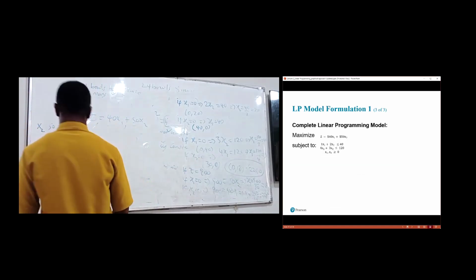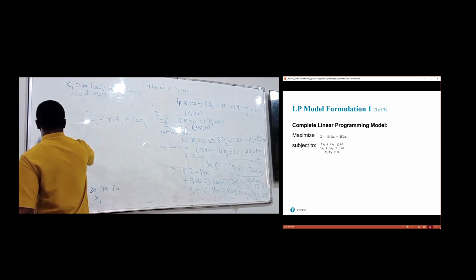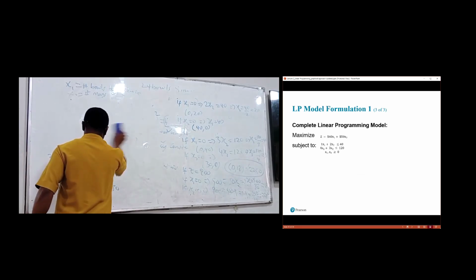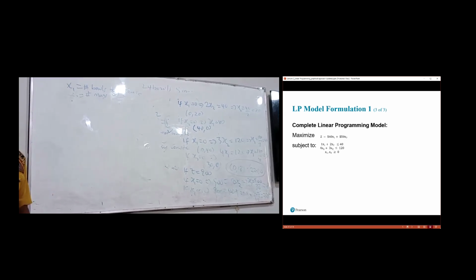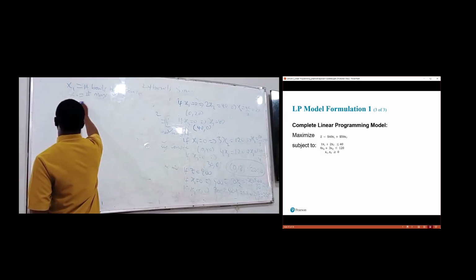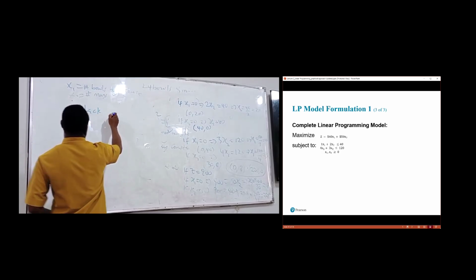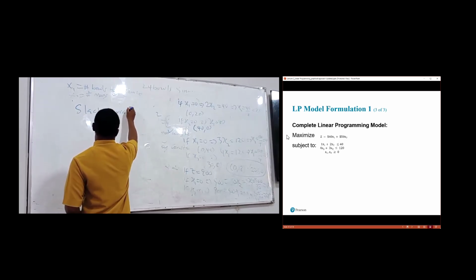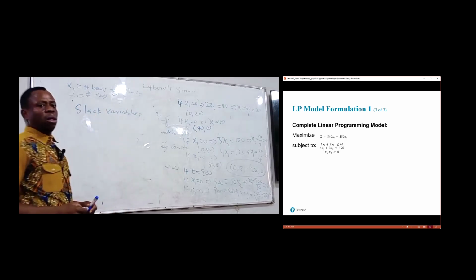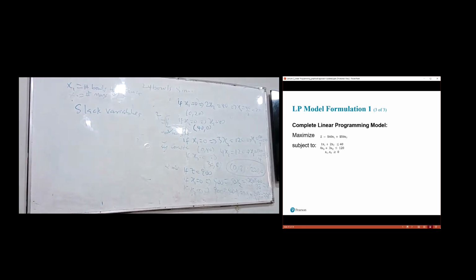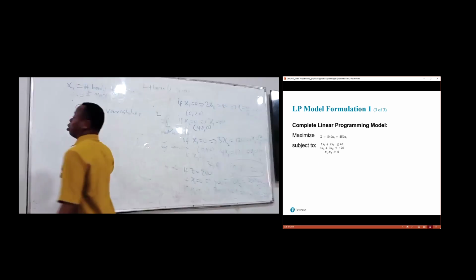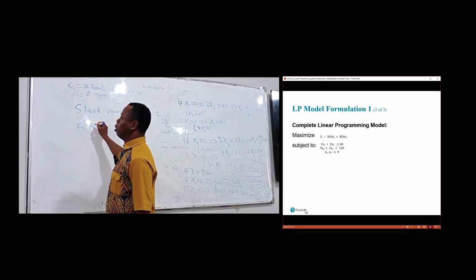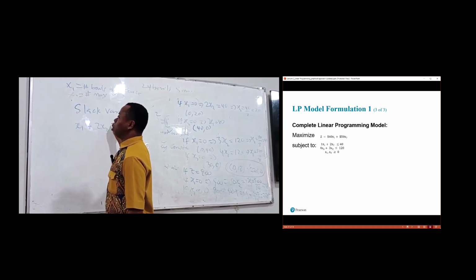Now, we have what we call slack variables. Let's look at the constraint. The first constraint is what? X1 plus 2x2 is what?